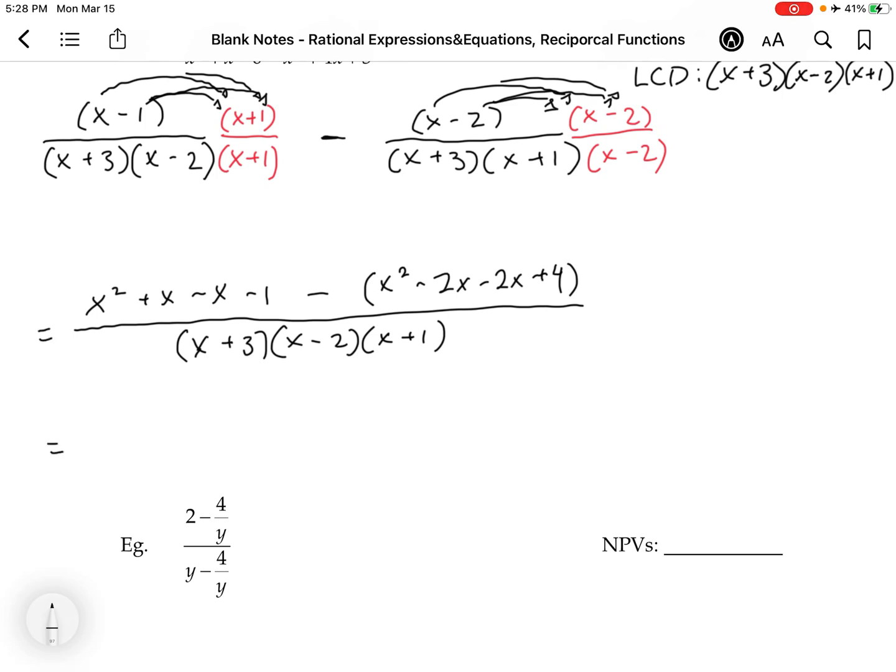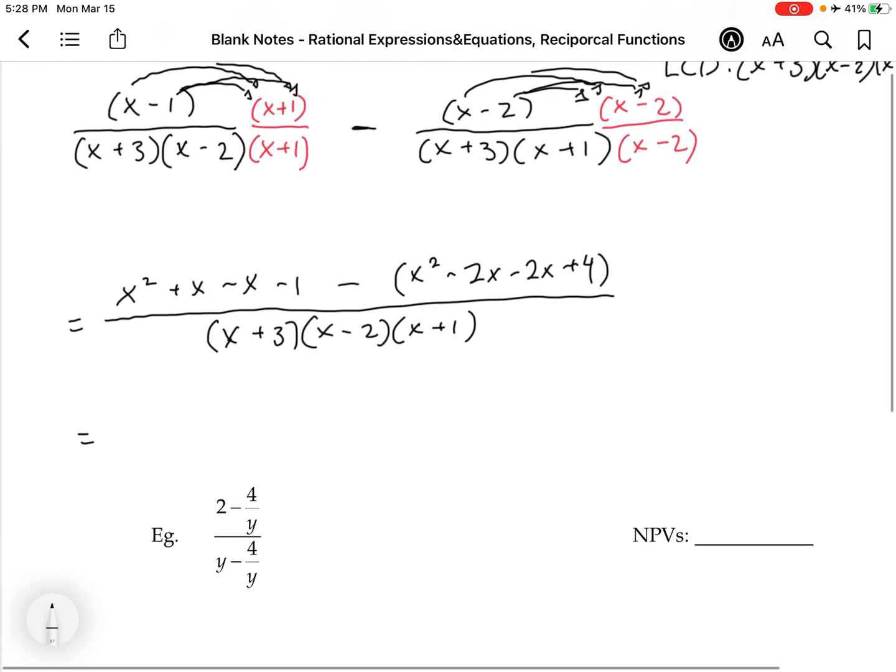Okay, so that becomes, this first guy is x squared minus 1. And in fact, we could have predicted this because x minus 1 times x plus 1 is a difference of squares. Sorry about that.